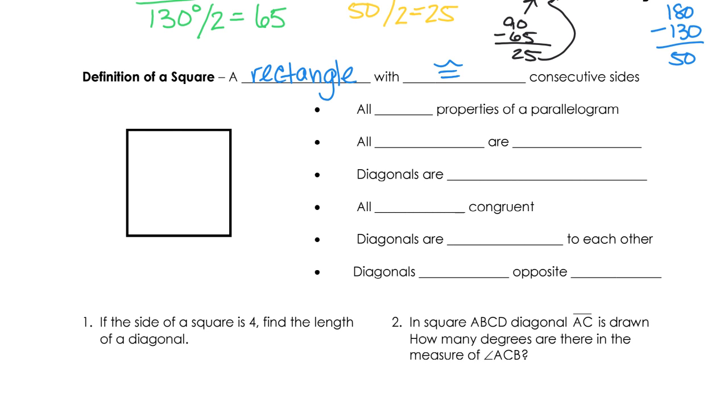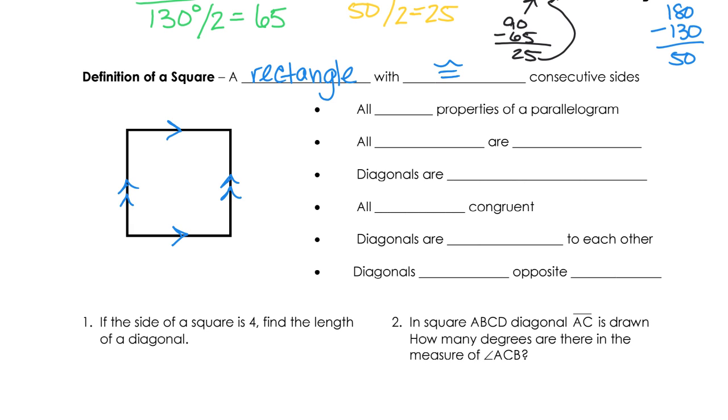All right, so here we go. A square is a quad because it has 4 equal sides. A square is a trapezoid because it has at least one pair of parallel sides. A square is a parallelogram because it has 2 pairs of parallel sides.